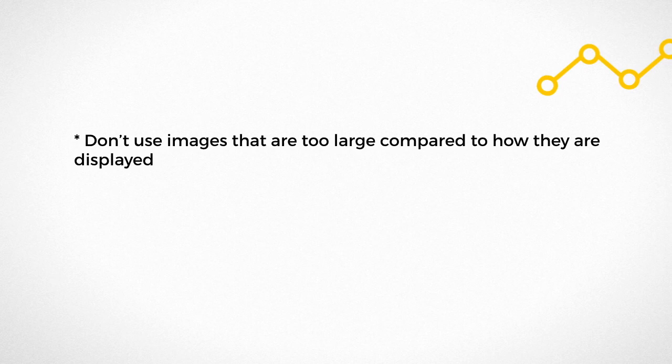are: don't use images that are too large compared to how they are displayed. For example, don't use a 3000 by 3000 pixel image if the users will only see it at 500 by 500 size. Reduce the quality of the images. Lower quality means a lower size, so bring it down as much as possible without making it look bad.